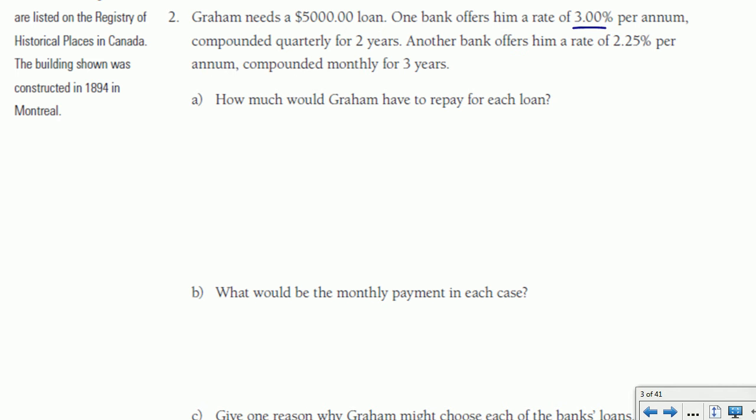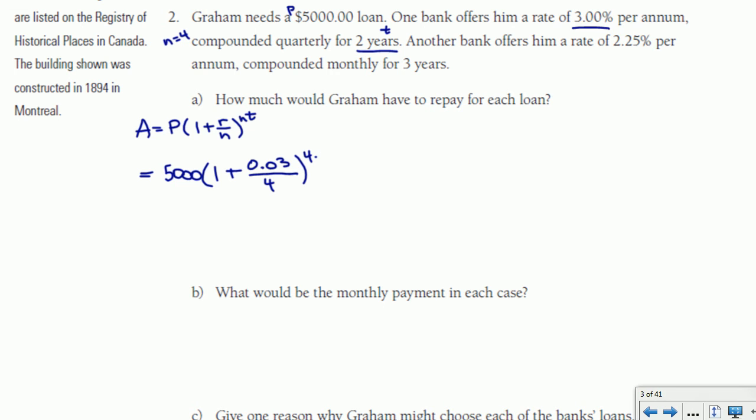They offer 3% per annum, compounded quarterly, so N equals 4, for a period of 2 years, so that's T, and the principal for either option is going to be 5,000. So starting with our compound interest formula, we just plug in what we know. The principal is 5,000, the interest rate is 3%, which as a decimal would be 0.03. We divide that by the number of compounding periods, which is 4, and raise that to 4 times 2.